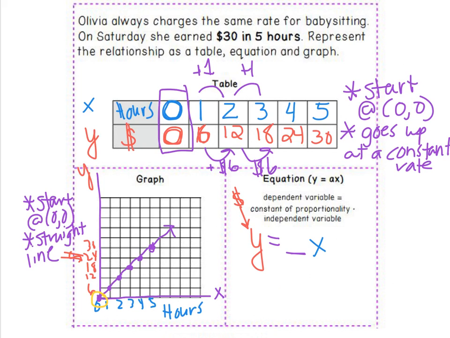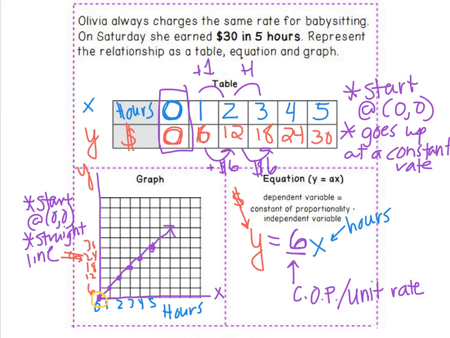To get how much money she makes, we need to take however many hours she worked and multiply it by the constant of proportionality, or the unit rate. So 6 is the unit rate, but it's also the constant of proportionality. It's what we get if we do y divided by x. So this is the equation. This number here is going to be the constant of proportionality, COP. Or you could think of it as the unit rate.